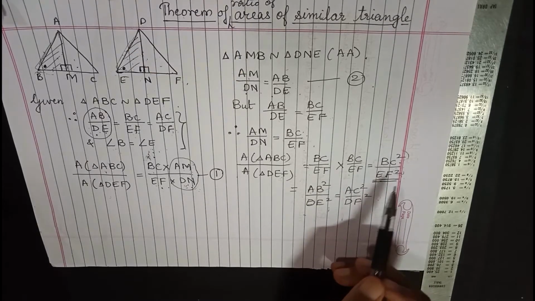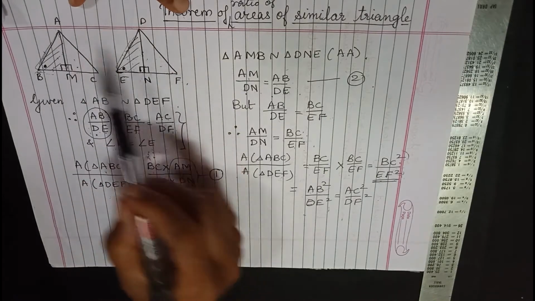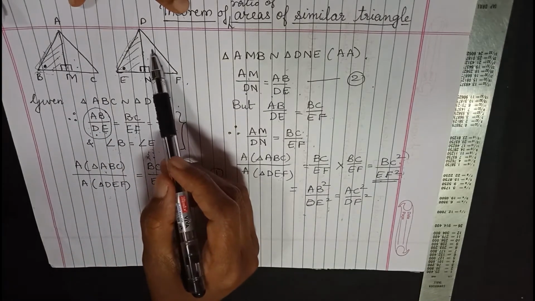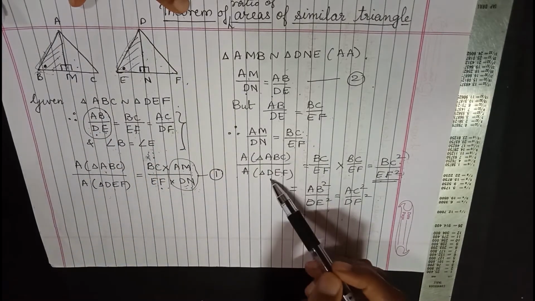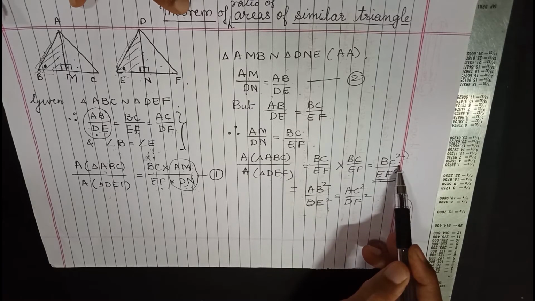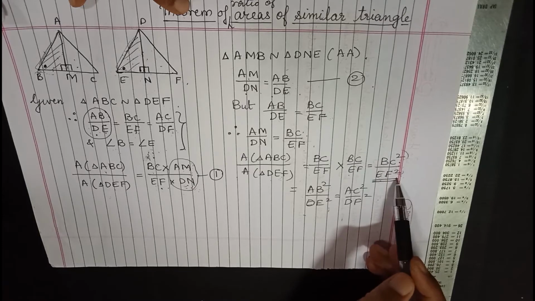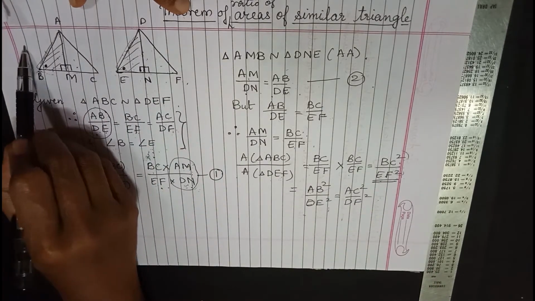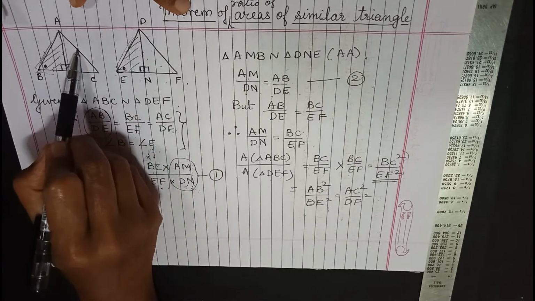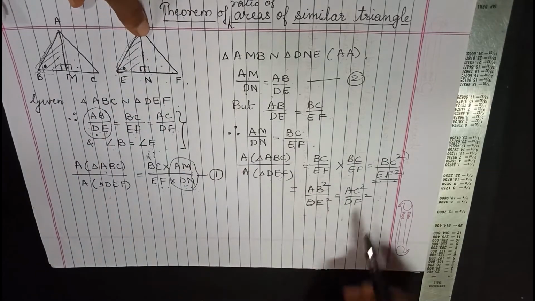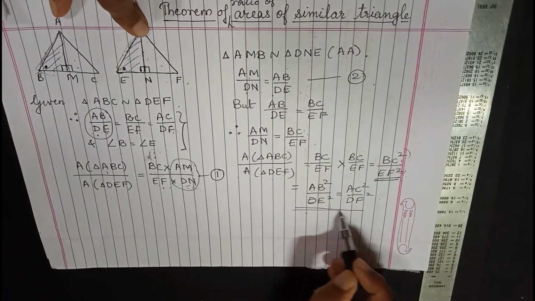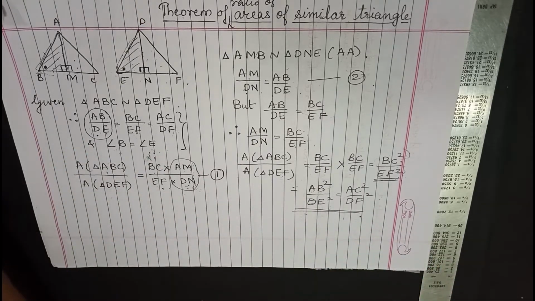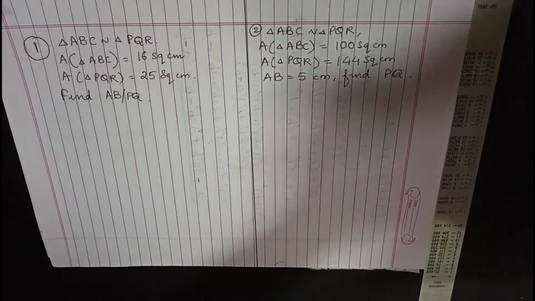So now the theorem or the statement that we get is that if there are two triangles which are similar, then the ratio of their areas will be equal to the ratio of squares of their corresponding sides. That is BC square upon EF square, AB square upon DE square, and AC square upon DF square. So this is the theorem. Now let us see how we can use this theorem to solve the sums.